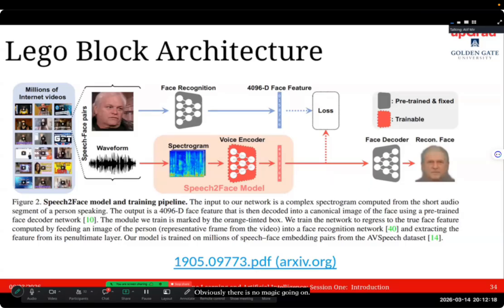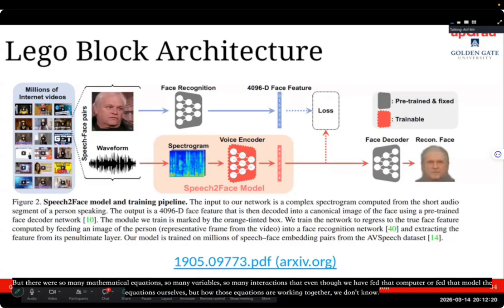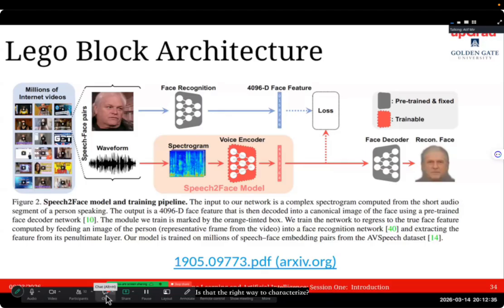Obviously, there is no magic going on. Hopefully not. But there were so many mathematical equations, so many variables, so many interactions that even though we have fed that model the equations ourselves, how those equations are working together, we don't know. Is that the right way to characterize it? That is correct. Your understanding is correct. Okay, thank you, sir.